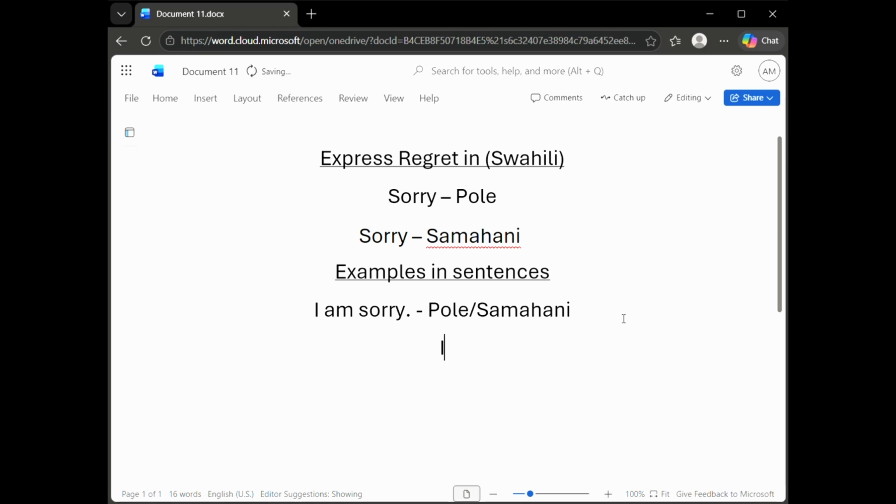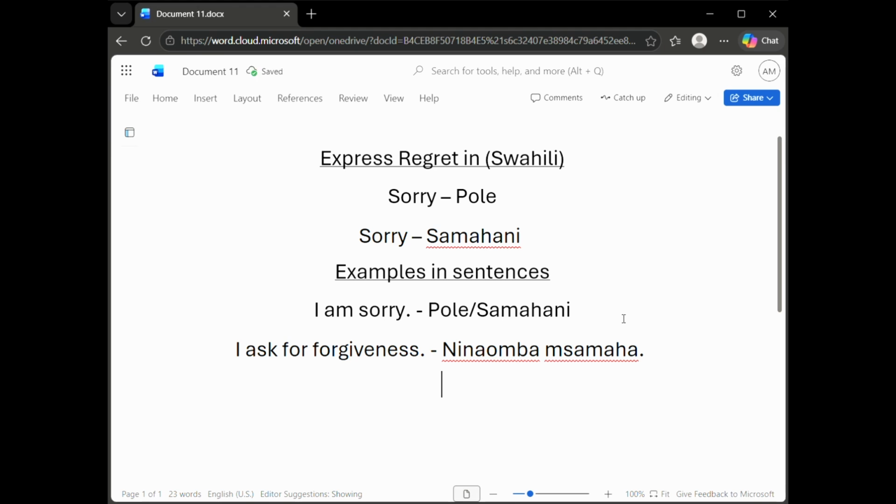I ask for forgiveness. Okay, basically these words are just shortened in Swahili, so there isn't much that you need to comprehend. So I ask for forgiveness. You'll just say ninaomba msamaha. That's it. Ninaomba msamaha. That's one way to ask for forgiveness in Swahili.